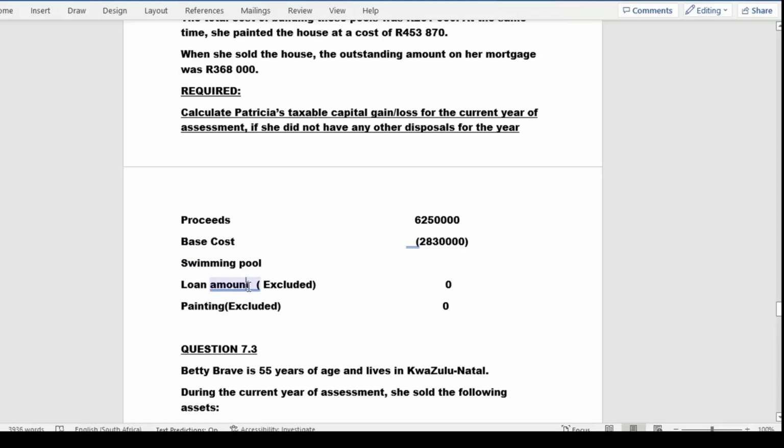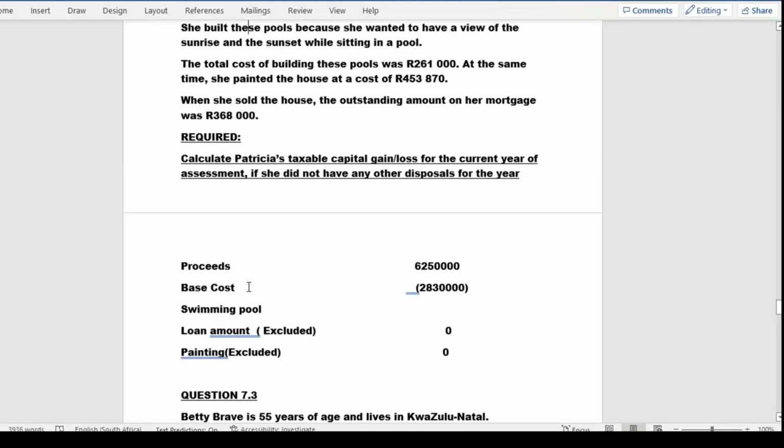We're going to look at how much our swimming pool cost. The cost of building the pool is 261,000, so it's going to be part of your valuation date value, which is the base cost. And then you're just going to put it in brackets. Then you are going to get what's called the gain. How much is 6,250,000 minus 2,890,000 rand and minus 261,000 rand? Can somebody help me quickly if you've got a calculator there? Please help me quickly.